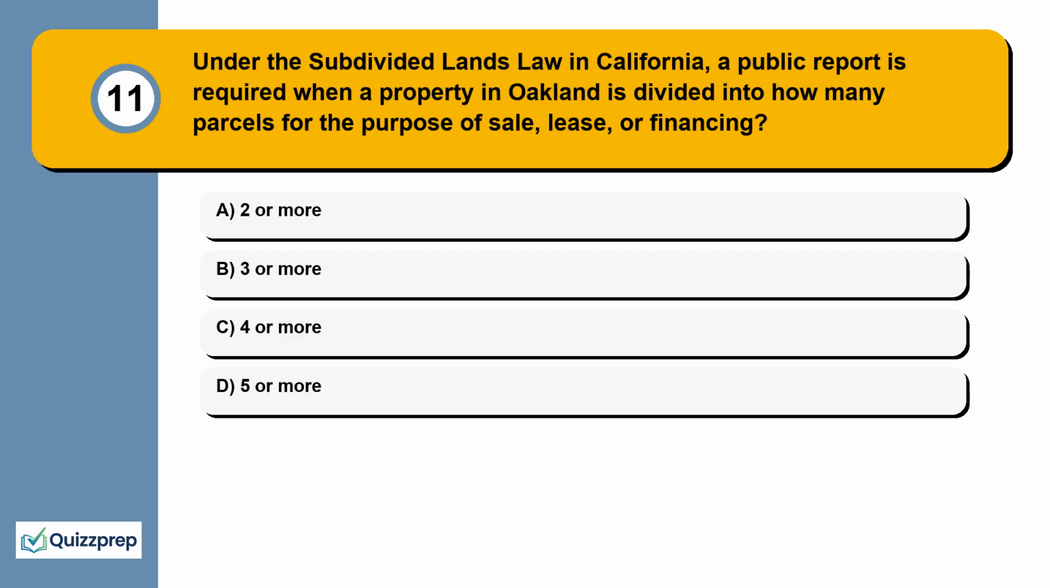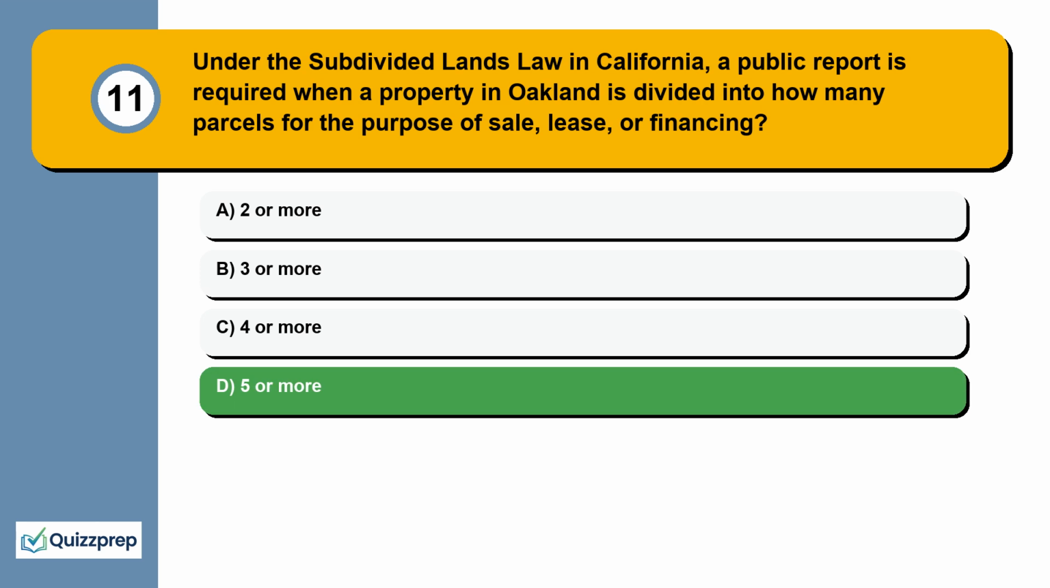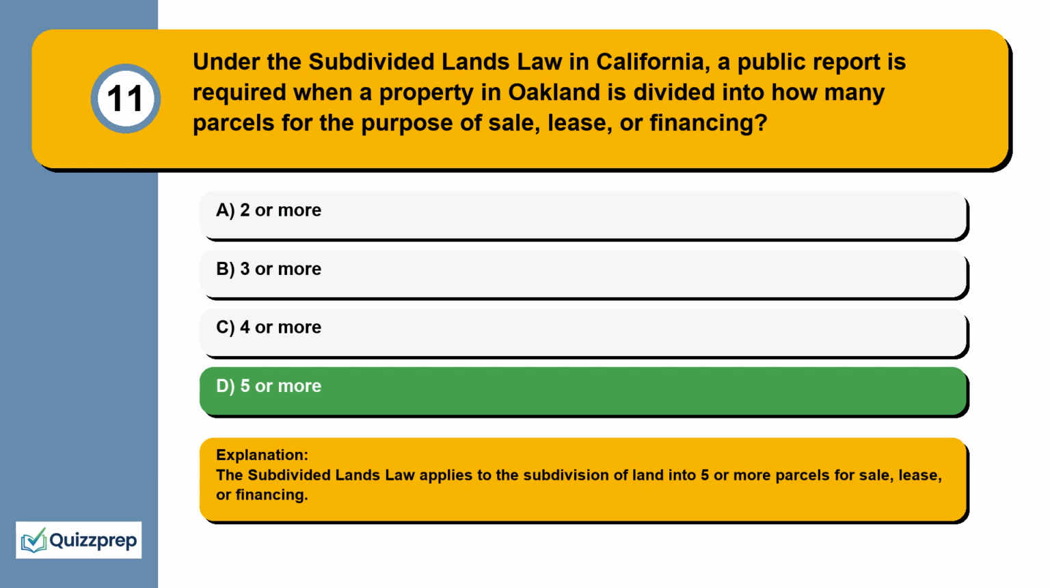Question 11. Under the subdivided lands law in California, a public report is required when a property in Oakland is divided into how many parcels for the purpose of sale, lease, or financing? 2 or more, 3 or more, 4 or more, 5 or more. The subdivided lands law applies to the subdivision of land into 5 or more parcels for sale, lease, or financing.